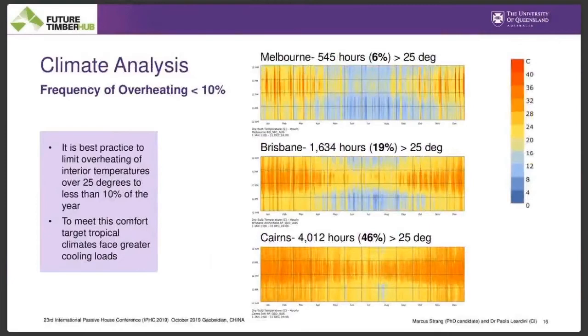So now I'm just showing some comparison of some climates in Australia to look at an energy analysis for the whole building. So we can see here, and as everyone would know, for PHVP compliance, we want to limit overheating to less than 10% of the year, which is over 25 degrees. So for Brisbane and Cairns, we can see that our ambient climate is actually already over this 10%. So we're going to have sensible cooling loads.